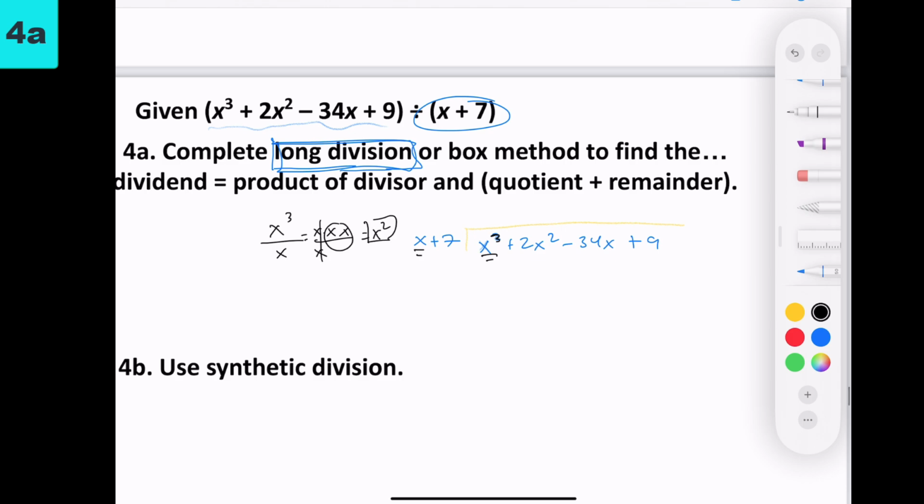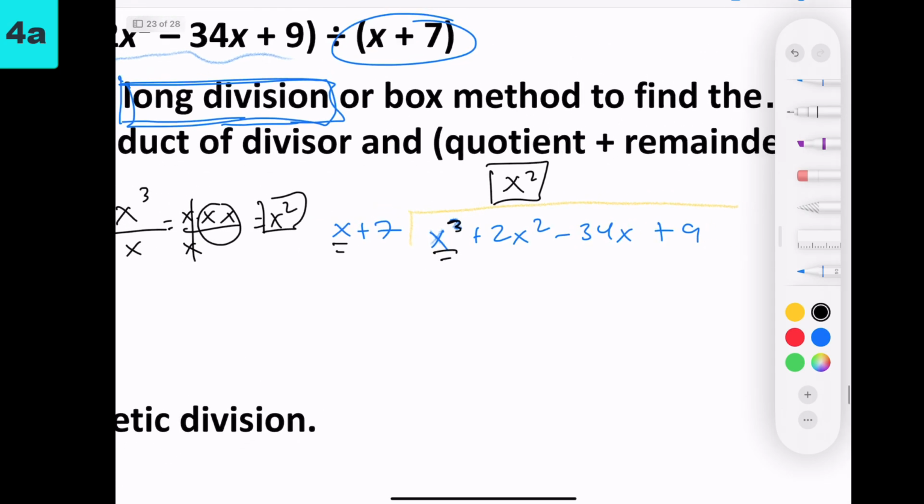So this x squared, putting here. And then I'm going to go ahead and multiply. This will give me x to the 3rd. And then this would give me 7x squared.